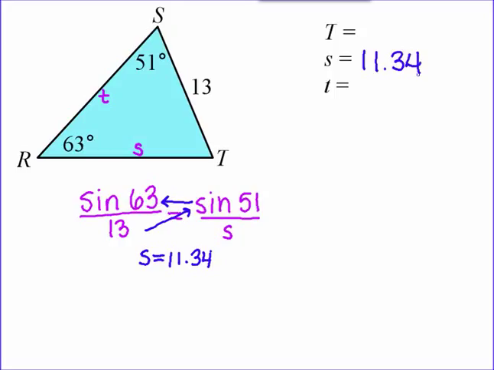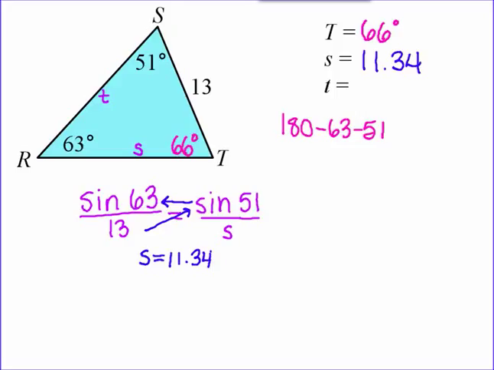Now what do we know? Okay, we know what side S is. What else? We can also find side T. Can't use the Pythagorean theorem. Well, we can take 180. Yep, take 180 minus 63 minus 51. So what do you get? 66 degrees. Oops, I missed that 51. So 66 degrees right here.